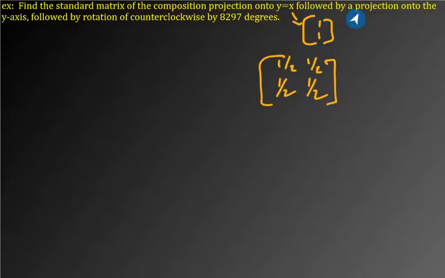And then we follow that by a projection onto the y-axis. Projection onto the y-axis would be -1, 0, 0, 1. Right? Sorry, that's the flip one. For the projection one, we need to kill the x component. So that's the projection onto the y-axis.